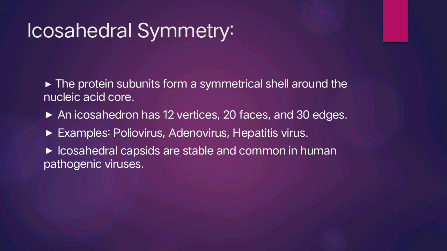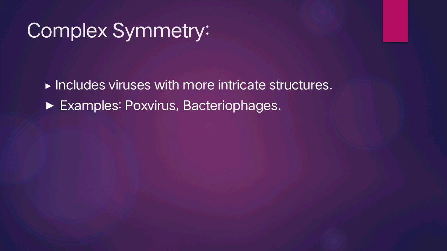Icosahedral symmetry: the protein subunits form a symmetrical shell around the nucleic acid core. An icosahedron has 12 vertices, 20 faces, and 30 edges. Example: poliovirus, adenovirus, hepatitis virus. Icosahedral capsids are stable and common in human pathogenic viruses. Complex symmetry includes viruses with more intricate structure. Example: pox virus, bacteriophages.